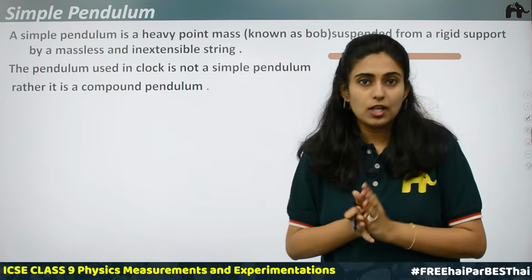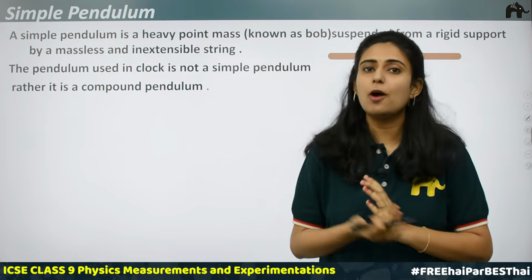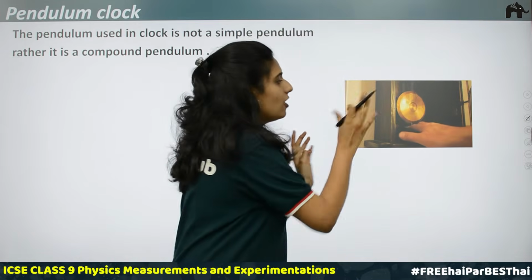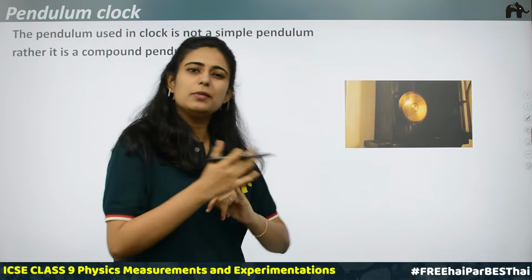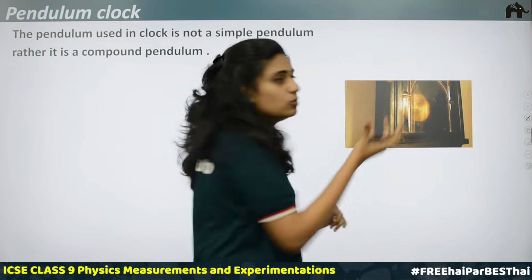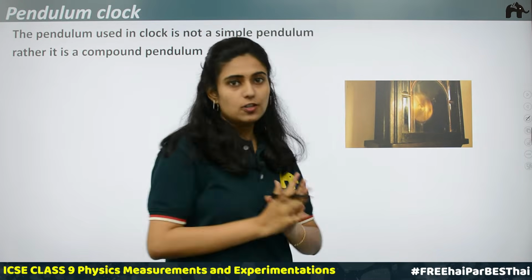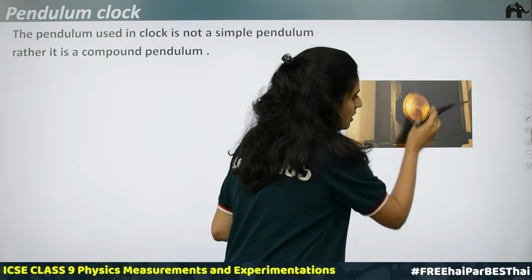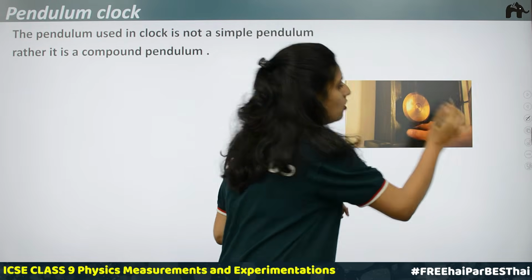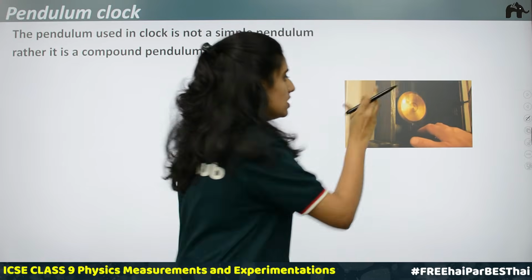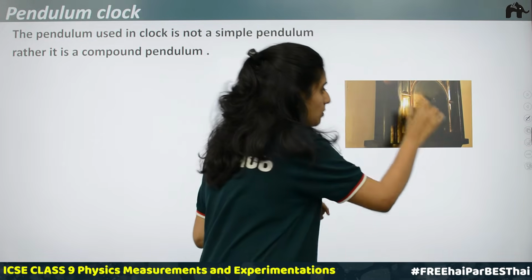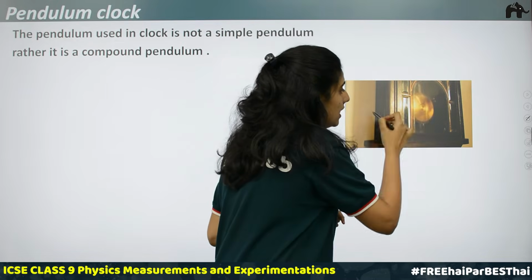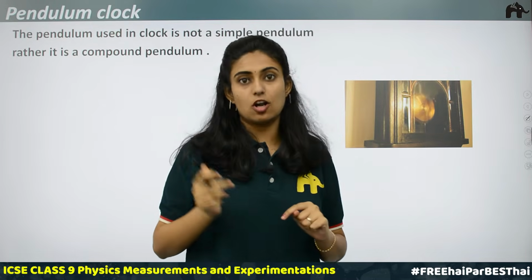The normal pendulum clocks are made up of a compound pendulum, which we will be discussing. In case of a pendulum clock, I am sure that all of you have seen a pendulum clock. It can be in your house or office, or in schools. In a pendulum clock, you can see that this bob is oscillating along the horizontal axis. So this is not a simple pendulum; the pendulum used here is a compound pendulum. A pendulum that is capable of oscillating along a horizontal axis is called a compound pendulum.